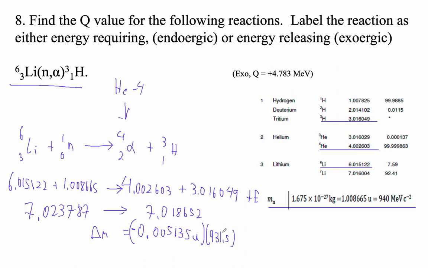And I have 4.783 MeV released. Now this is a positive Q value. Even though there's a negative number there, we kind of ignore that, because the reason it's negative is that mass is lost and that mass goes to energy. Where did it go? It went to energy. If it gains mass, you ask the question, where did it come from? And you always do that twice: where did it come from, where did it go?